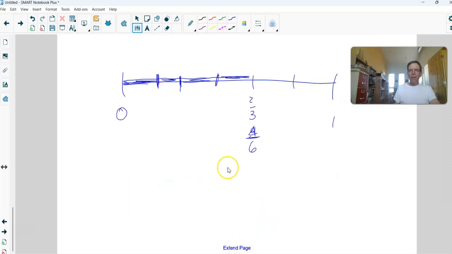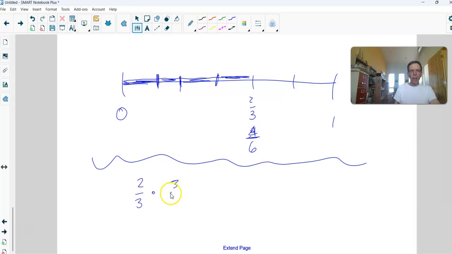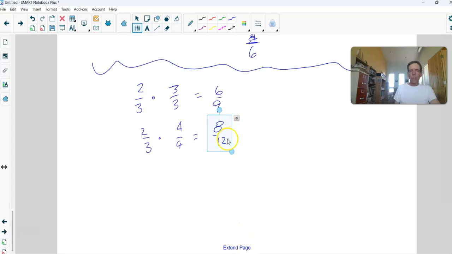I said there were an infinite number of equivalent fractions. We can take 2/3 and multiply by 3/3, and then we get 6/9. We could multiply by 4/4, and we'd get what? We get 8/12. So 2/3 is 4/6, it's 6/9. It could be 8/12, etc. There's an infinite number of equivalent fractions.